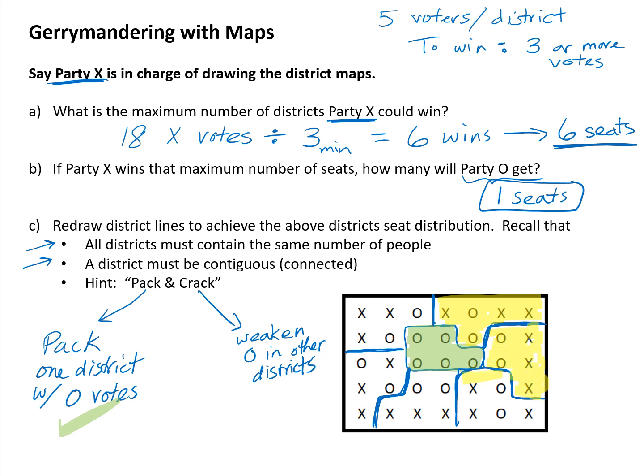So in this case, it did work. I'm just going to very quickly highlight and double check. I have one in the upper right. I have a district that wins with 3 X's and 2 O's, and then continuing clockwise, I have another district that wins with 3 X's and 2 O's, and then at the bottom, 3 X's and 2 O's, another one at the bottom, 3 X's and 2 O's. On the left, on the bottom, I have 3 X's and 2 O's, and then on the top, on the left, I have 3 X's and 2 O's. So that means I have 6 seats winning for Party X and 1 seat winning from Party O. And that makes 7 seats altogether.